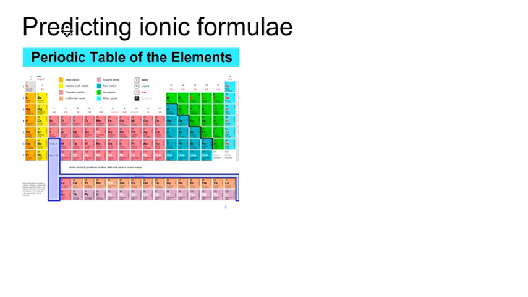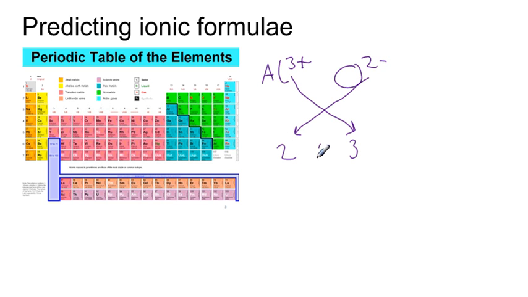Another ionic compound could be aluminium oxide. So aluminium is in group 3, which means the aluminium ion will have a charge of +3. As we've just seen, oxygen in group 6 has got a charge of -2. So the ionic compound must have an overall charge of 0. So if we use a crossover method, that tells us that the ratio is 2 to 3.